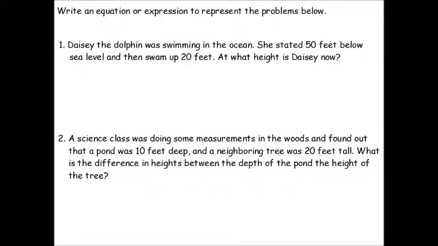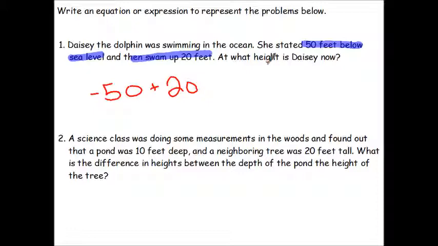Alright, we could also do it with some word problems. So this says Daisy the dolphin was swimming in the ocean, she started 50 feet below sea level. So if you are below sea level, that means you are negative. So she's starting out at negative 50. And then if she swam up 20 feet, that means she went up, so that's plus. So now this says negative 50 plus 20.